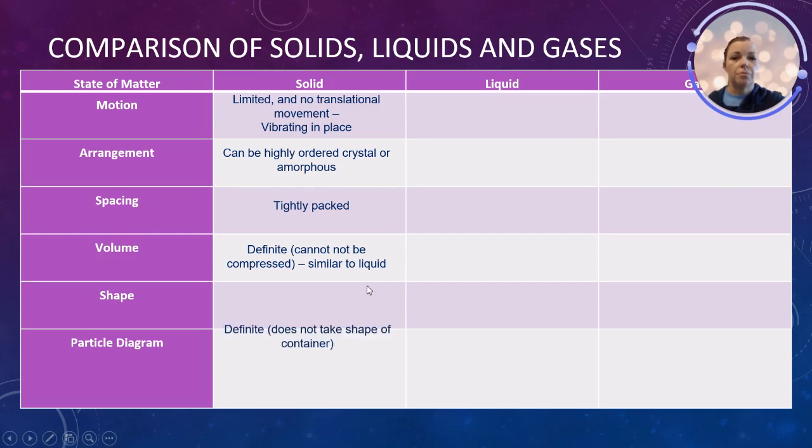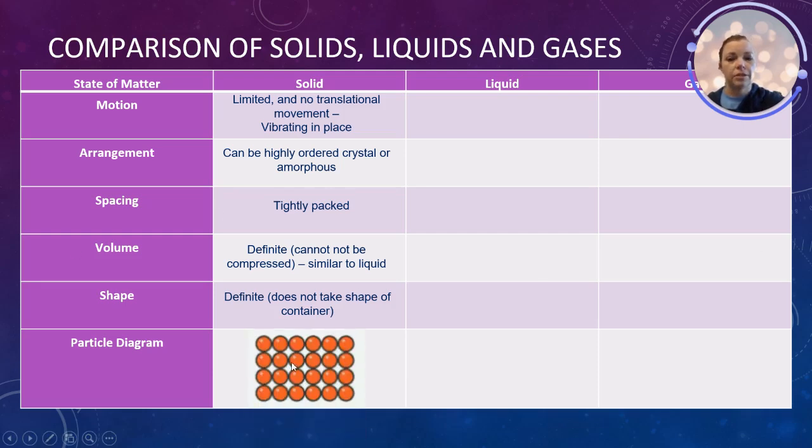We'll also see that same property with liquids. The shape is also definite. It does not take the shape of the container. Its shape is determined by its own properties. But if you change the container, it will not change. And then a particle diagram might look like this.